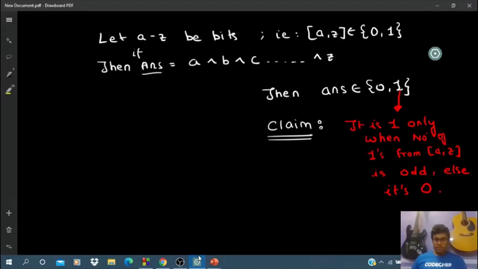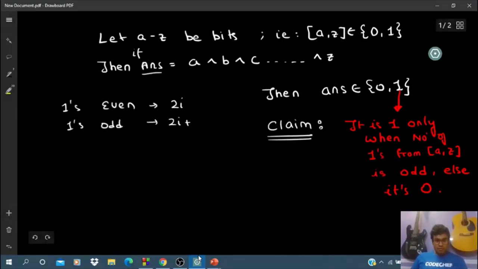So why do I say this? Why is this true? Let's talk about two cases: when the number of ones from A to Z is even and when it is odd. That means there will exist some number i such that the number of ones is 2i, or some i such that the number of ones is 2i plus 1. This is just another way of saying the number of ones is even or odd. So 2i ones are present out of these A to Z bits, or 2i plus 1 bits will be set.